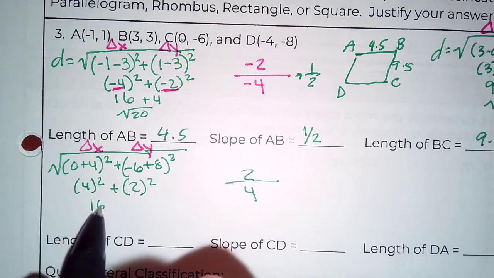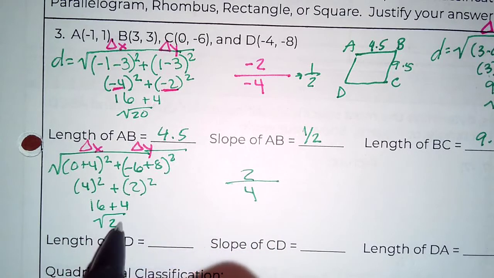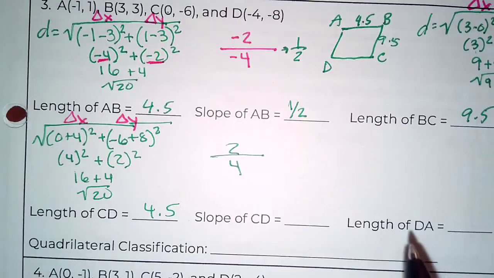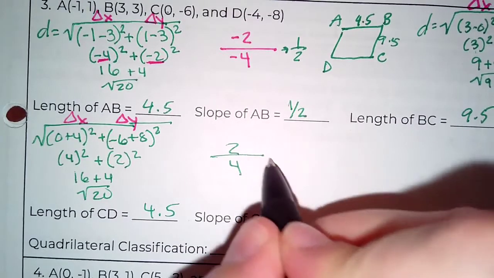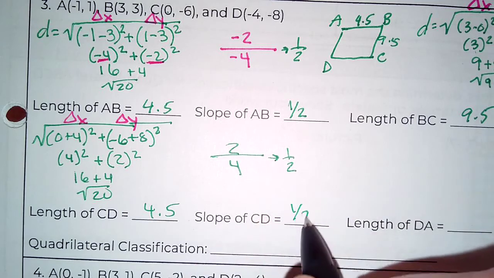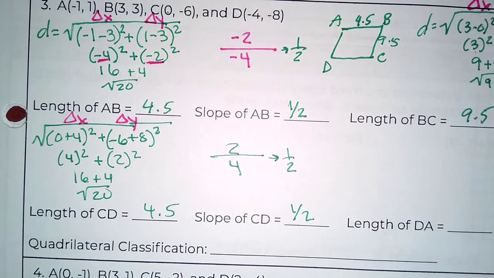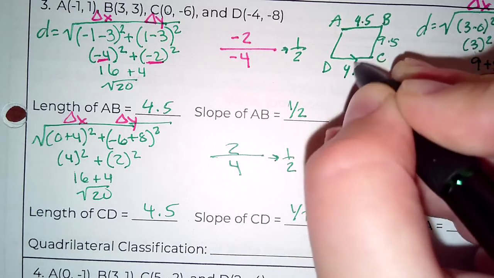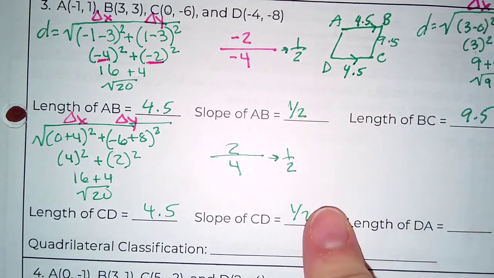4 squared is 16 plus 4, so the square root of 20, which we've already calculated is 4.5. 2 over 4, reducing that to 1/2. So we've just proved that CD is 4.5, and it's also parallel to AB because they have the same slope.